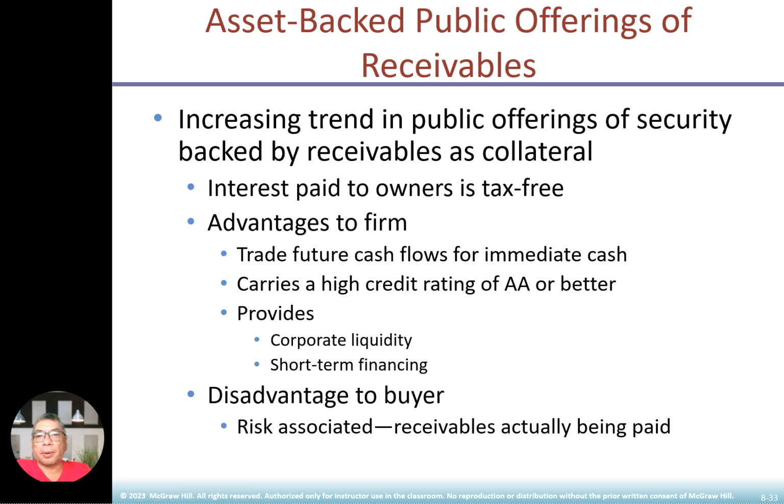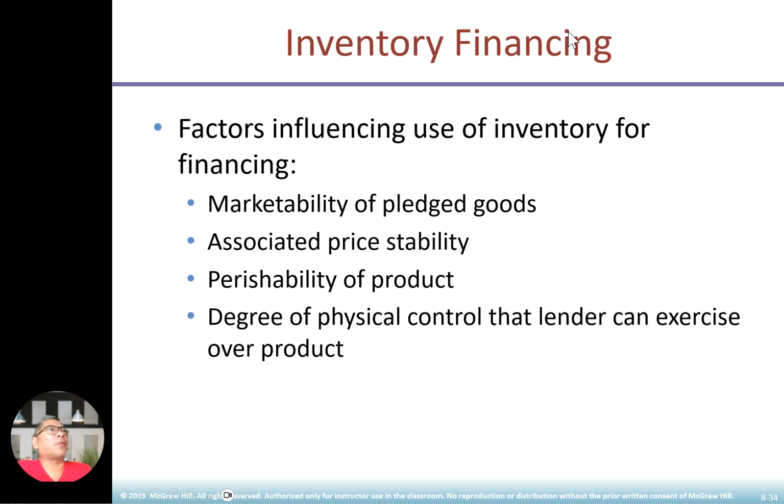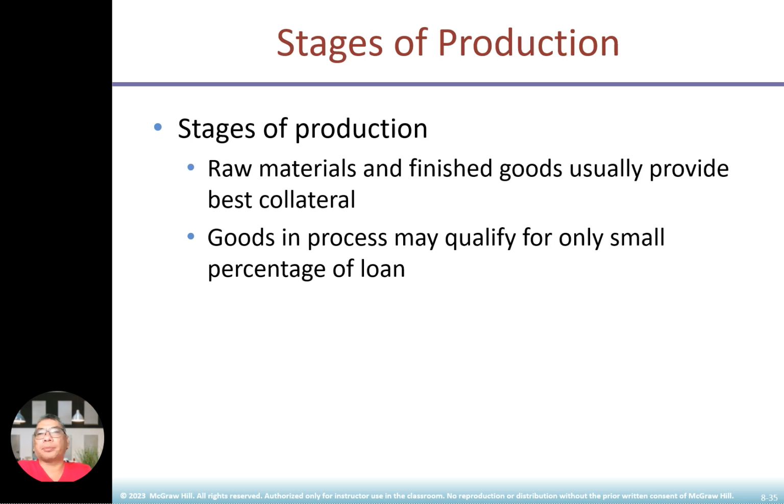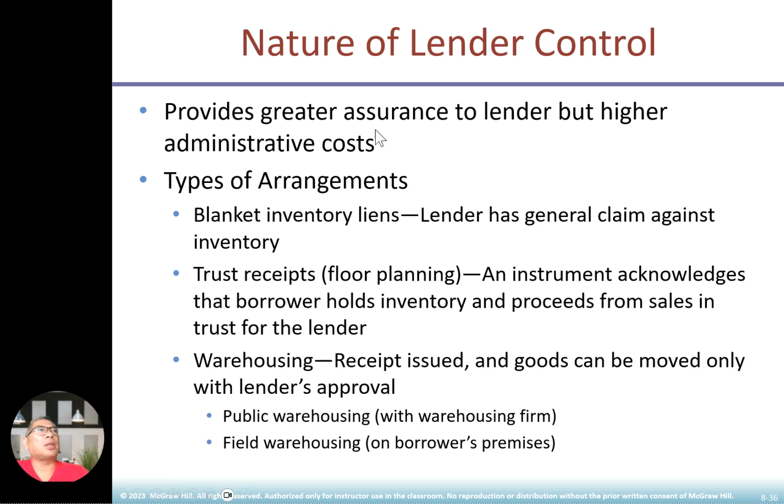Okay, in terms of inventory financing, the factors are the issue or use of inventory, marketing of the pledged goods, associated price stability, perishability of the product, and the degree of physical control that can be exercised over the product. Stage of production: raw materials and finished goods usually provide the best collateral. Goods in process may qualify for only a small percentage of the loan. The nature of the lender's lien provides great assurance to the lender but higher administrative costs.